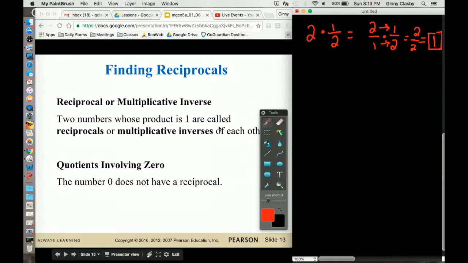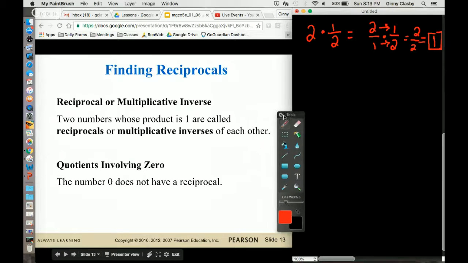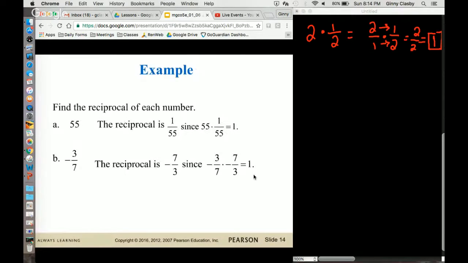You're never really going to see this anywhere. You might see it in several years in calculus, but most normal people are going to call this a reciprocal, not a multiplicative inverse. All right, quotients involving 0. You cannot have a reciprocal of 0. And that is because 0 is unique. And we will talk about that in just a couple of minutes.